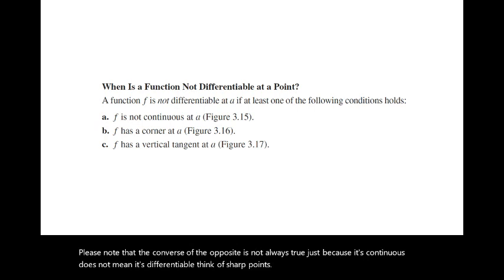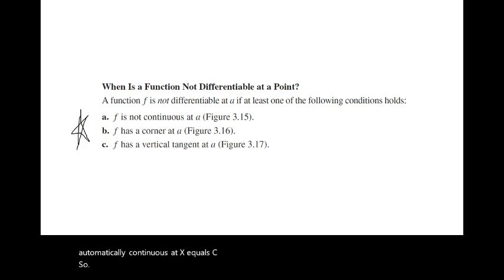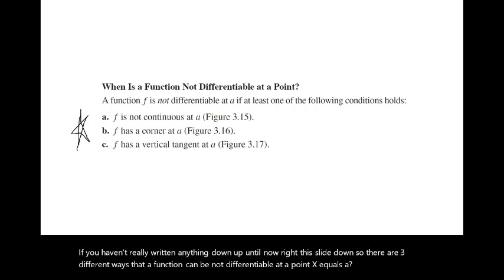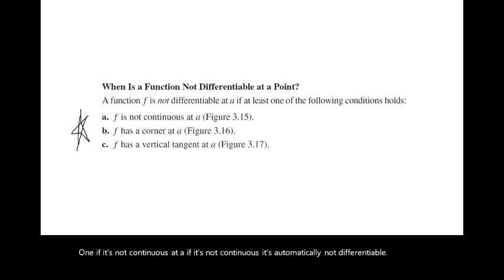So, if you haven't really written anything down up until now, write this slide down. There are three different ways that a function can be not differentiable at a point x equals a. One, if it's not continuous at a. If it's not continuous, it's automatically not differentiable. Two, your function has a corner point or sharp point at x equals a. And three, if f has a vertical tangent at x equals a.